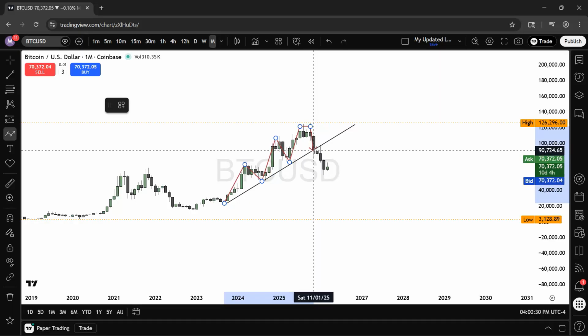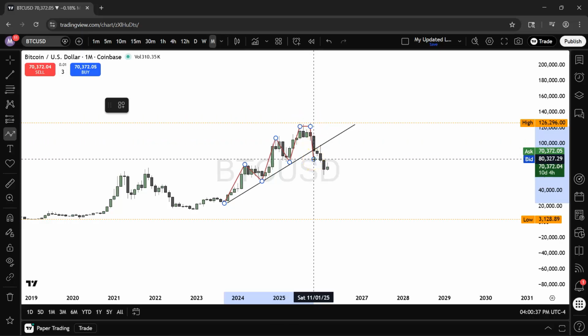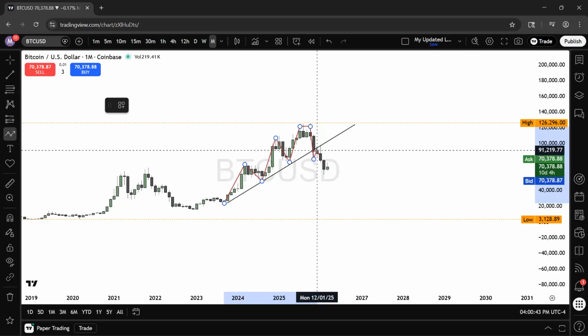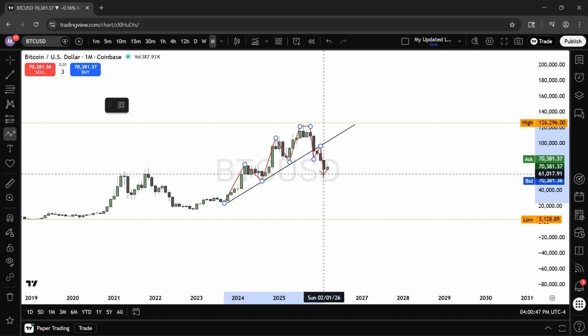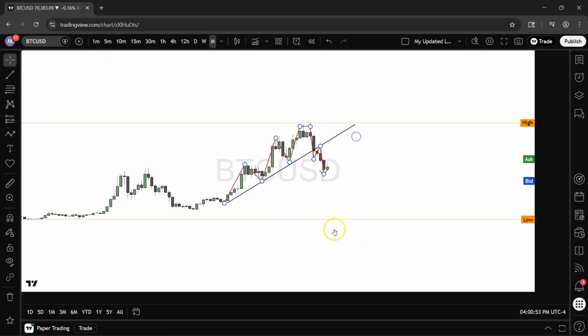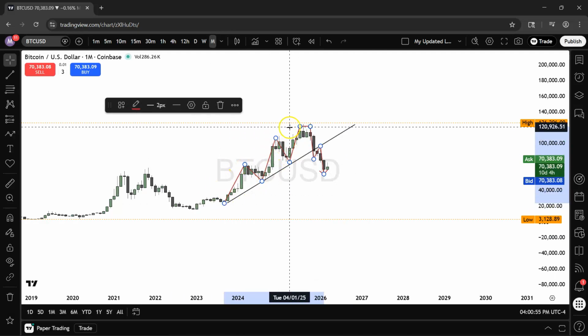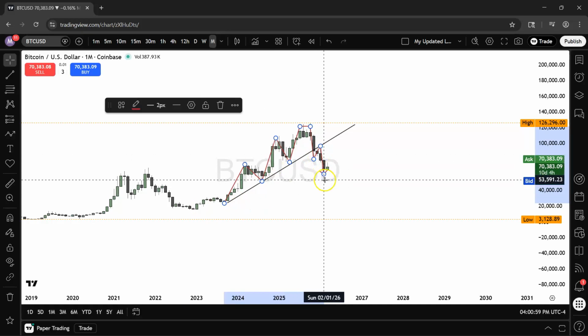But look what happened. Instead of bouncing off the line, it went straight through the line, which means there was a market structure shift. Then it came back, hit the line, and started trending lower. So this is where we are in the market. According to what I just shared with you, this shows you that the market is on a downtrend, right?